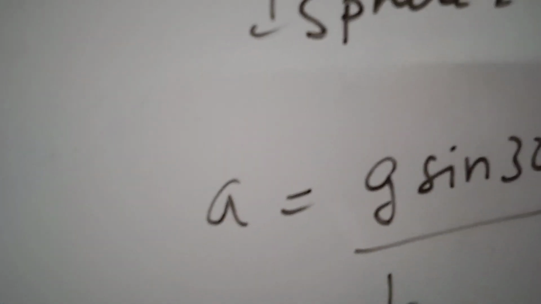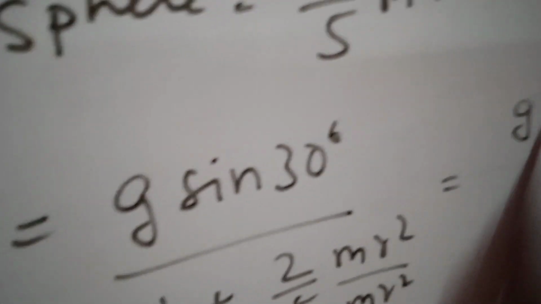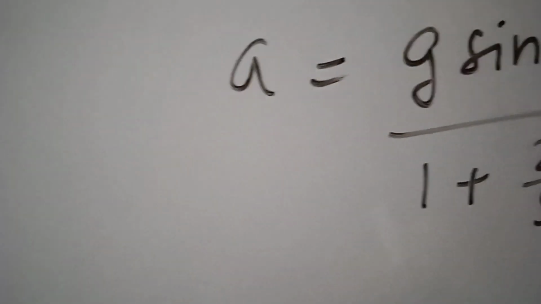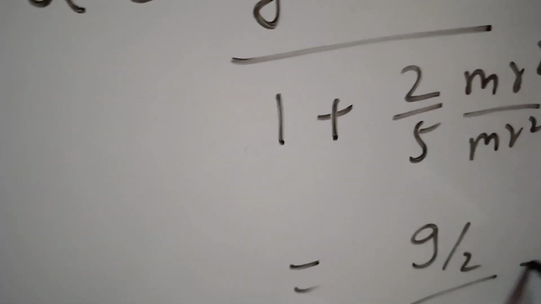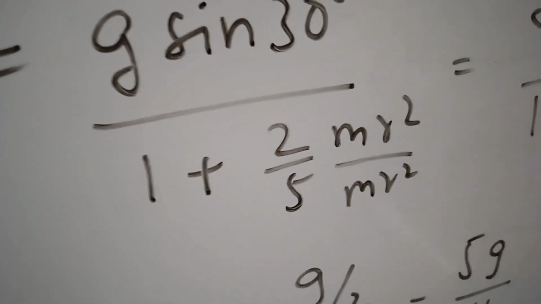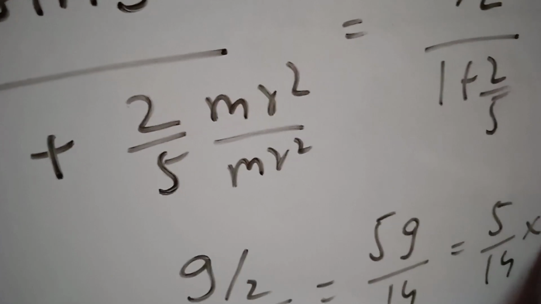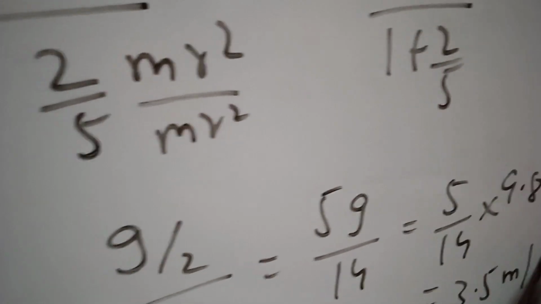So now you can see acceleration equal to g into sine 30 divided by 1 plus 2/5 m r square by m r square. So it is g by 2 divided by 1 plus 2 by 5. So that means g by 2 divided by 7 by 5. So it is equal to 5g by 14. If g equals 9.8, so it is becoming 3.5 meter per second square.